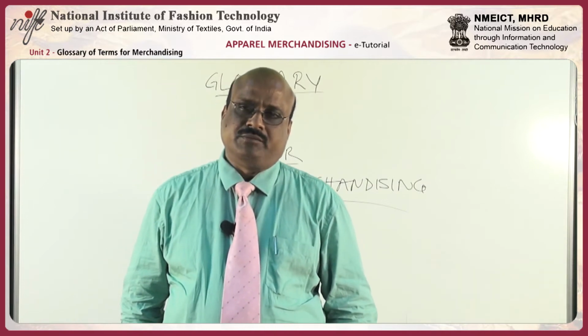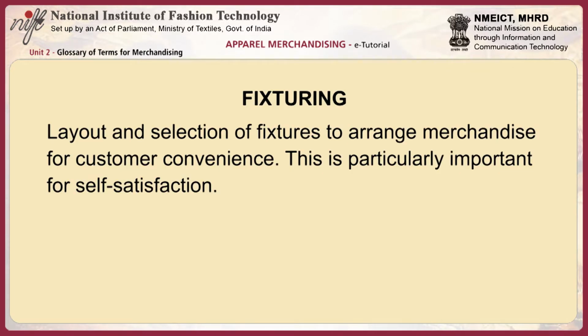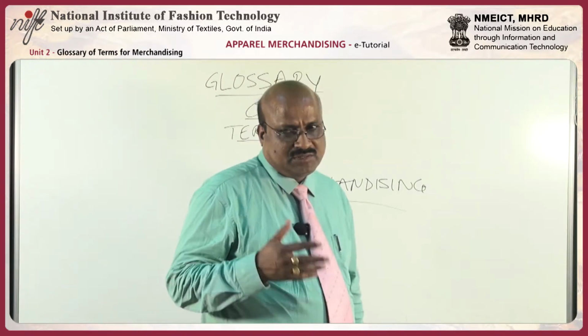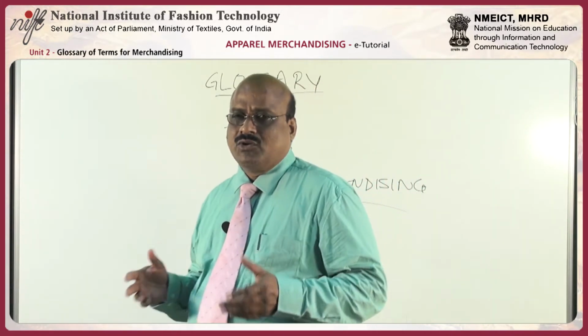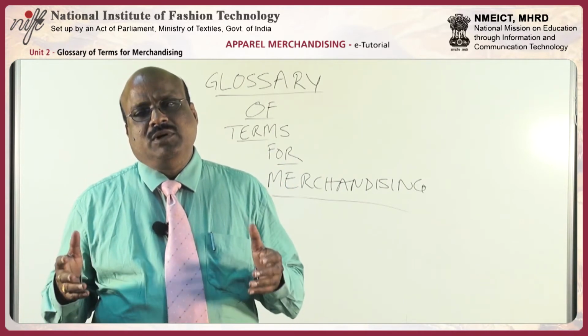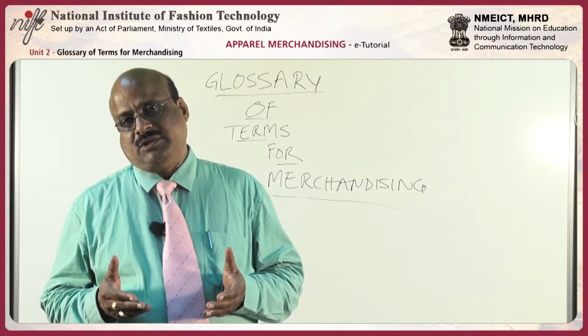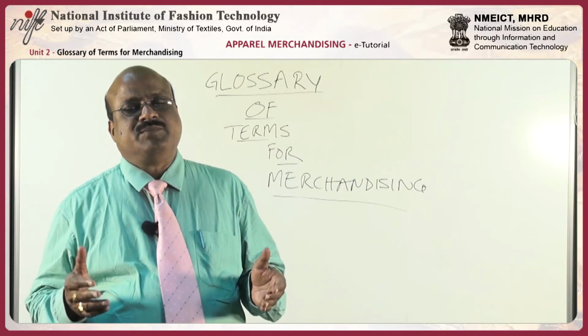Then another important term is fixturing. Fixturing is the layout and selection of fixtures to arrange merchandise for customer convenience, particularly important for self-service. Fixtures are used in organized retail outlets to display the merchandise. There are a lot of fixtures on the selling floor: 4-way fixtures, 2-way fixtures, bulk fixtures, gondolas. These fixtures enable the display of merchandise, which facilitates browsing by customers. The customers are made comfortable for browsing because the products are displayed on the fixtures.